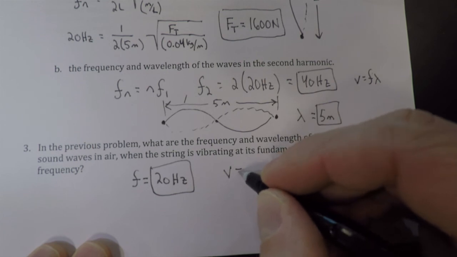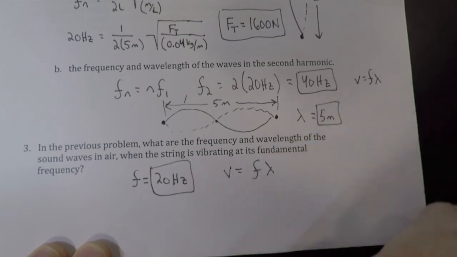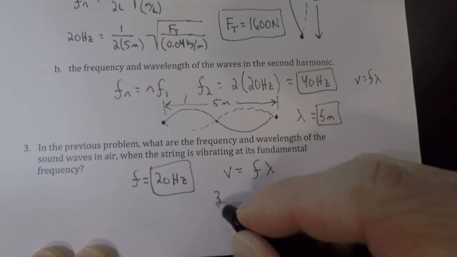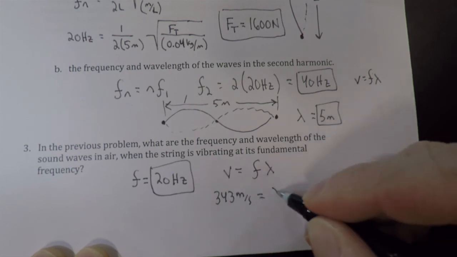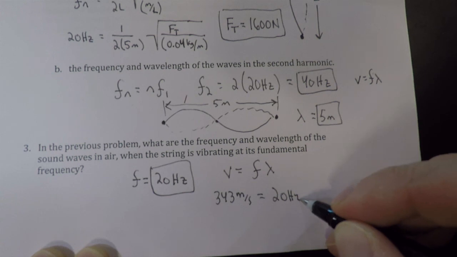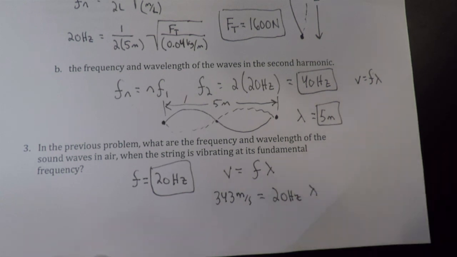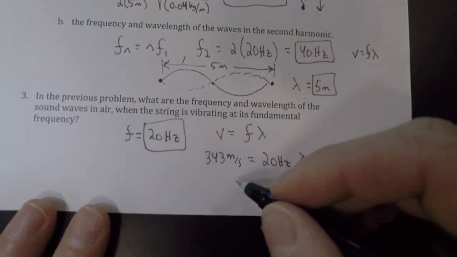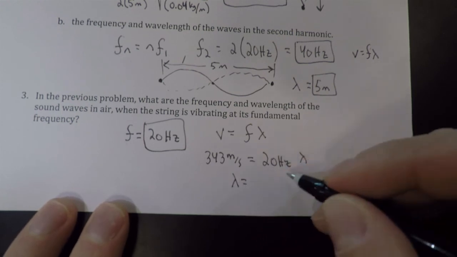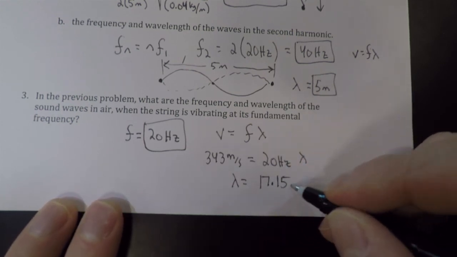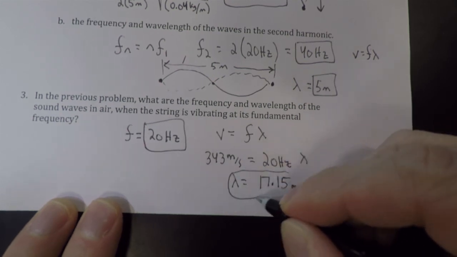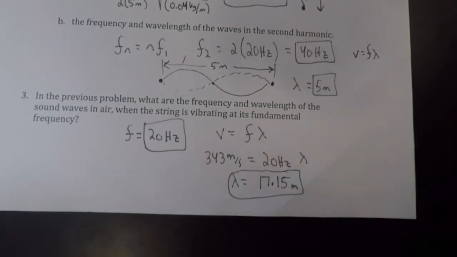So here is where I can use v equals f lambda. And I'm going to use the speed of sound, not the speed of the wave in the string, as my speed for a 20 hertz wave. So 343 divided by 20 gives me a lambda just over 17 meters. So the waves in the air are actually a whole lot longer than the waves in the string. But they're going to sound the same. They're going to be vibrating at the same rate.